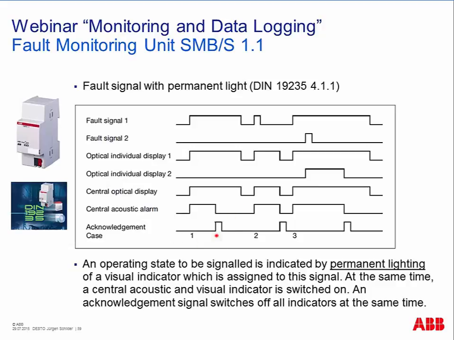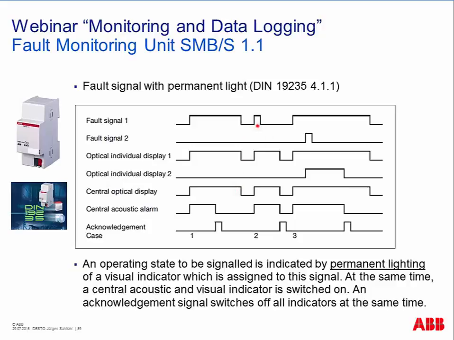So then, okay, you have seen there's a fault, you go to your acknowledgement button, you acknowledge the fault. What happens? The central acoustical alarm will be switched off, as already mentioned, but the other optical alarms are still active, as long as a fault exists. Now you shut down the fault, and of course there is not any optical indication anymore. Everything is okay so far.